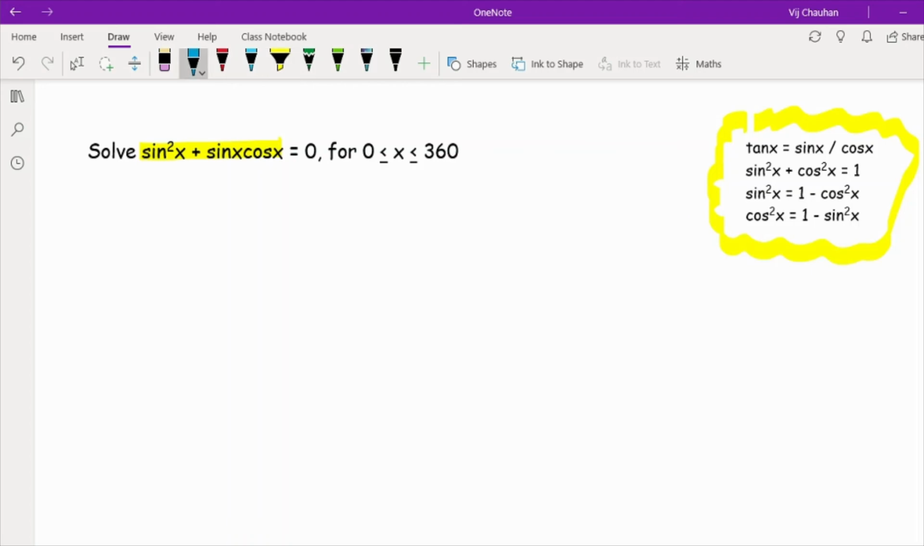So one thing that's quite sneaky, and sometimes you won't see it unless you've been told it, and I'm hoping that by telling you this, it'll be something that you spot. As I've got a sine x in both these 2 terms, what I'm now going to do is take out a sine x from these 2. So if I factorize this, I end up with that.